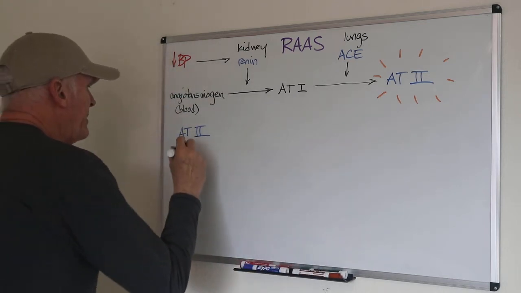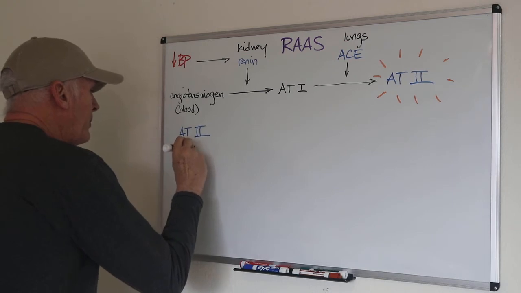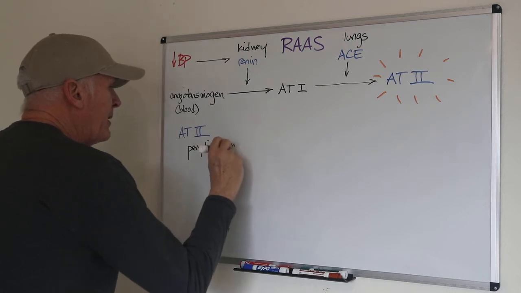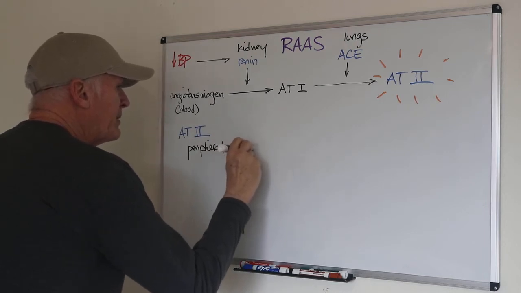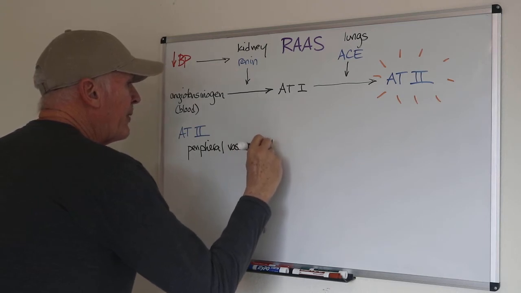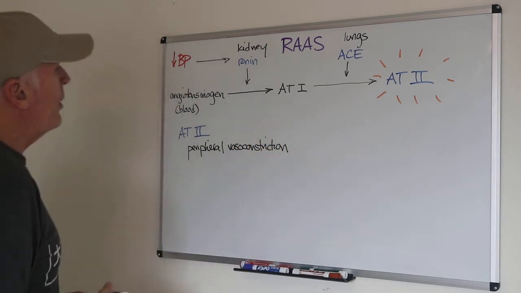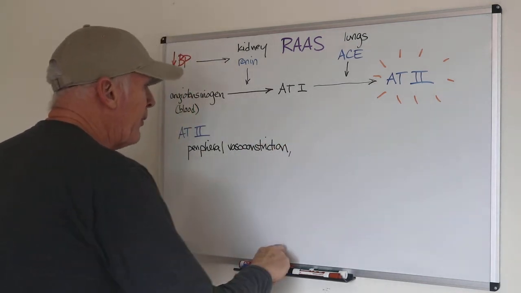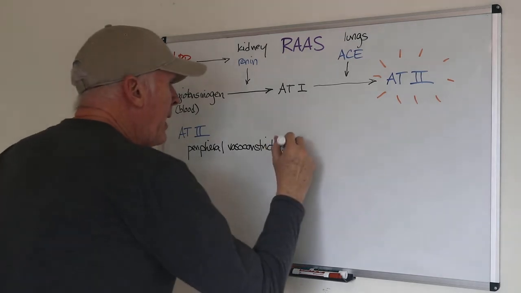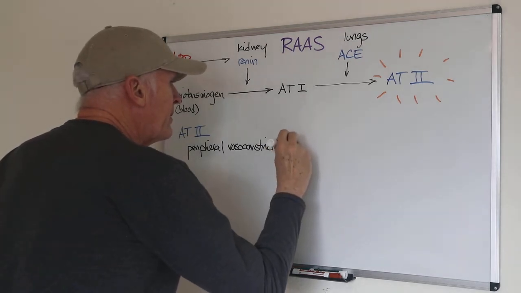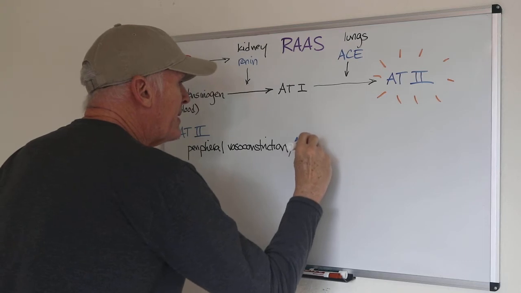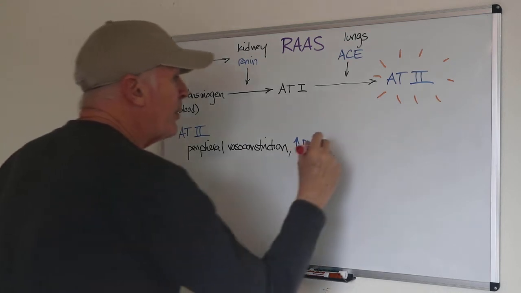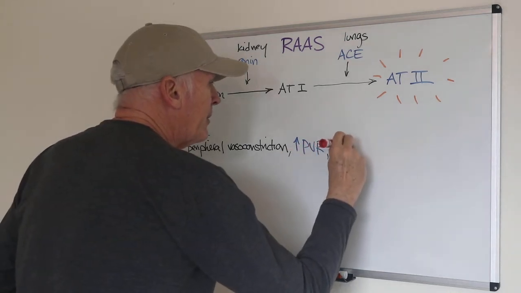First thing to look at is that it's going to cause peripheral vasoconstriction. And we've seen this many times before, haven't we? What is peripheral vasoconstriction going to do for you? Well, it's going to increase peripheral vascular resistance, doesn't it? And if we increase peripheral vascular resistance, what effect does that have? Increasing PVR increases blood pressure.